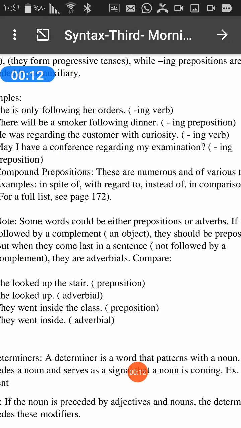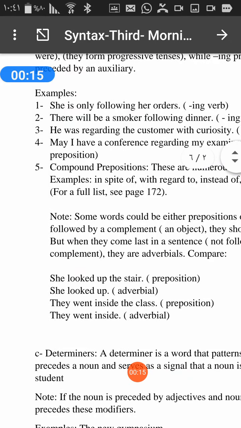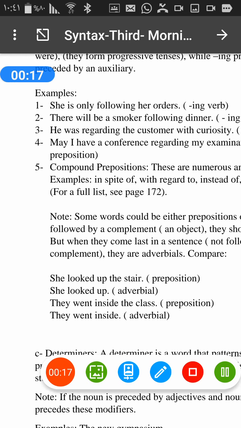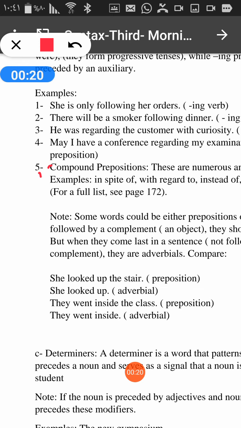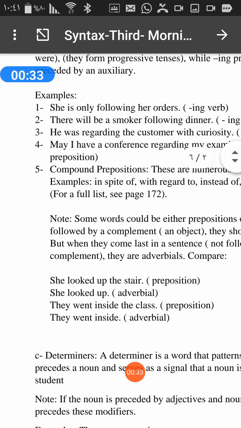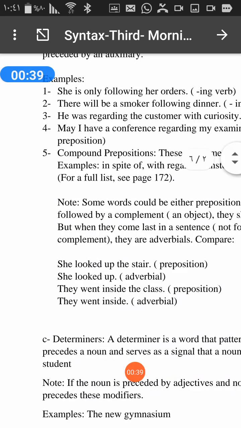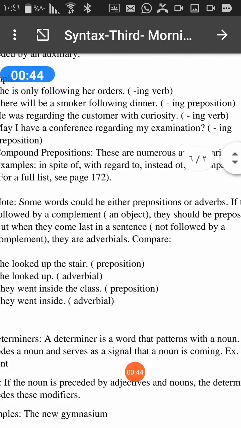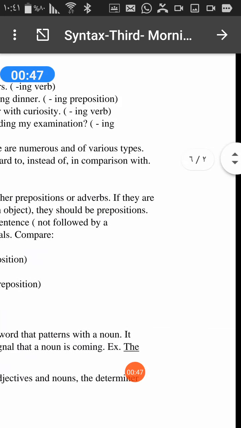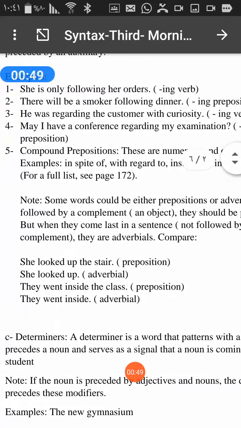Last topic, or last part of prepositions. This is section number 5 here. So we'll talk about compound prepositions. This is the fifth and the last type of prepositions. So what are حروف الجر المركبة? What are compound prepositions? These are numerous and of various types. We have different types of compound prepositions. Examples: in spite of, بالرغم من, with regard to, instead of, in comparison with.